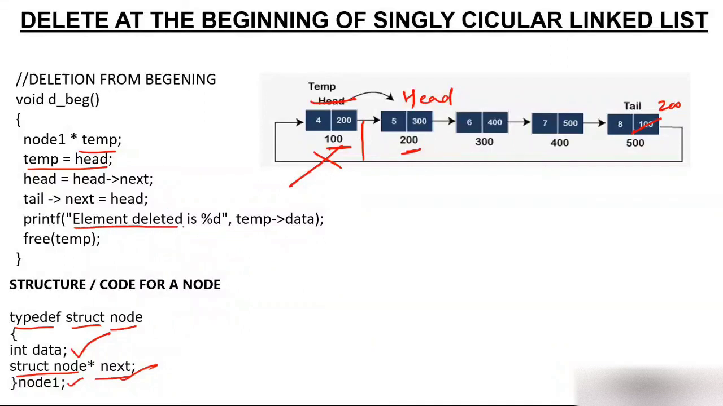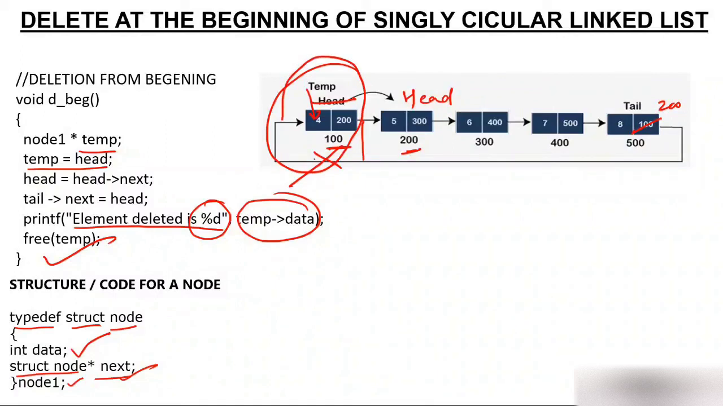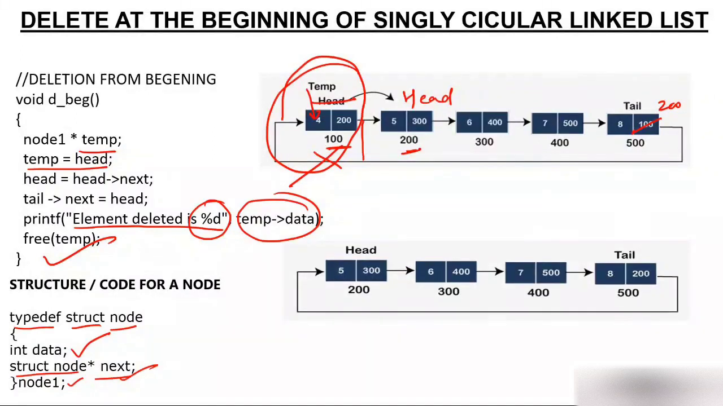Now on the screen you will see: element deleted is %d, and in %d you will print temp data. What is temp? This node. And what is temp data? 4. So on screen you will see element deleted is 4, and you will feel very good, because 4 was the first node and you have deleted that. And finally you will use the free function. Free is a dynamic memory allocation function which destroys the memory. So free temp will destroy this memory. Finally this memory will get destroyed, and you will get the figure where 4 is destroyed and 5, 6, 7 and 8 are the finally left nodes. And this tail is now pointing to 200. So this is all about deleting a node at the beginning of a singly linked list.